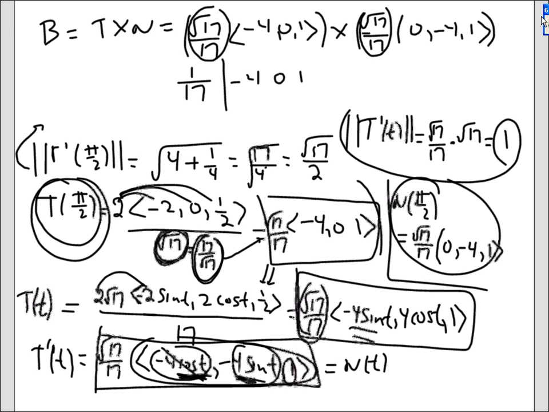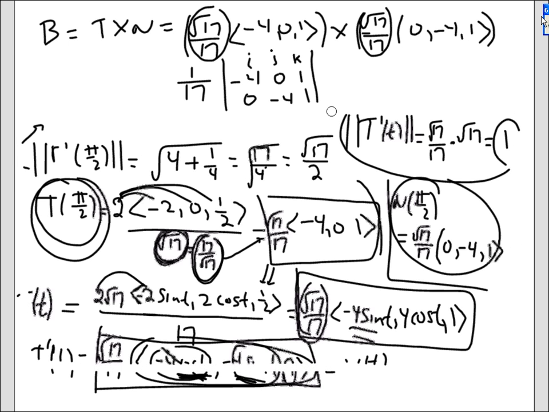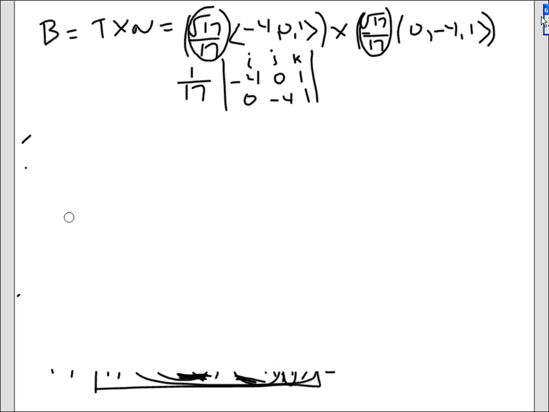Negative 4, 0, 1, 0, negative 4, 1, I, J, K. So once we figure out that determinant, having used that word before, at least I don't think I have, it's called a determinant. Once we find that out by using the spaghetti method, we'll have our answer. Always minus some silly error I may have made. So it's 1 over 17, I, J, K, negative 4, 0, 1, 0, negative 4, 1.